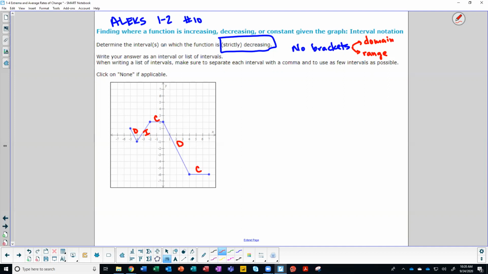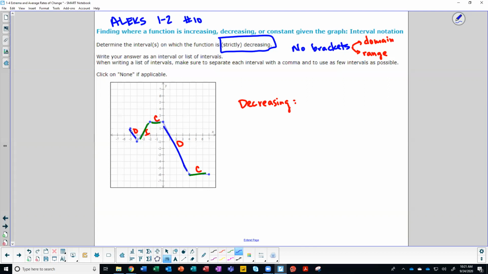Okay, now this says we only want the decreasing. So deciphering, I don't need this piece, or this piece. Those three, I don't have to do this one, or this one. I don't have to pay attention to those. We're only going to list these two here.